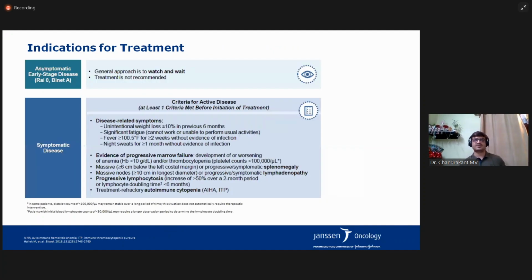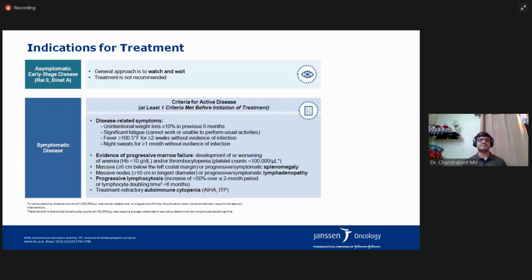I was telling you that CLL in the majority of patients presents with an asymptomatic high absolute lymphocyte count. So we do not treat all these patients. We treat these patients only when they satisfy certain criteria. Otherwise, we don't treat. The general approach is to wait and watch, and treatment is not recommended otherwise. So when do we treat? What are the indications for treating CLL?